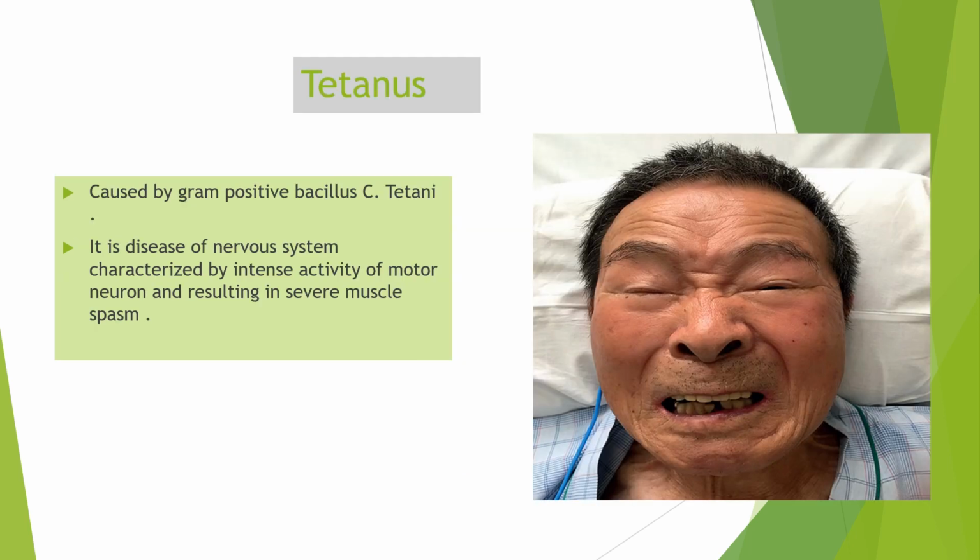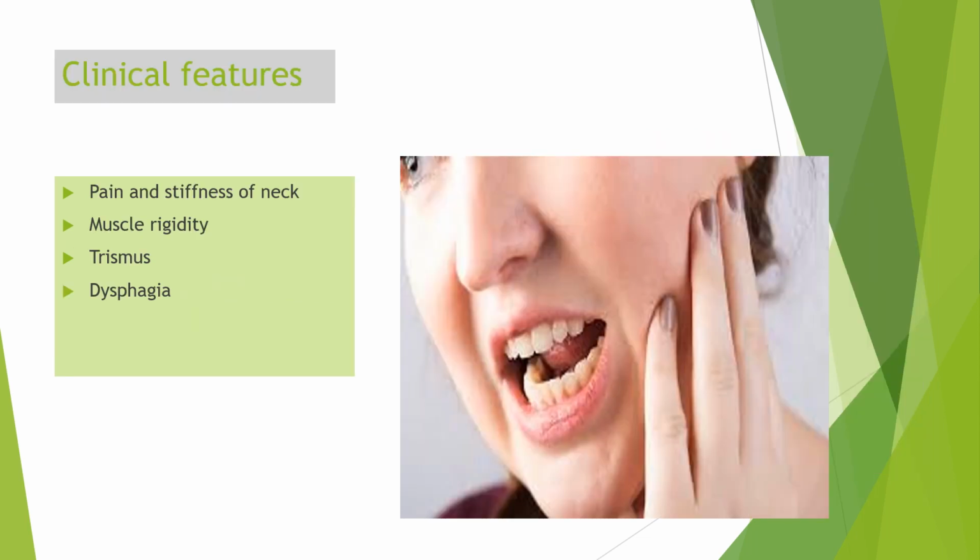Another clinical consideration is tetanus. It is caused by the gram-positive bacillus Clostridium tetani. It is a disease of the nervous system characterized by intense activity of motor neurons, resulting in severe muscle spasm. It can have symptoms like pain and stiffness of neck, muscle rigidity, trismus, dysphagia.